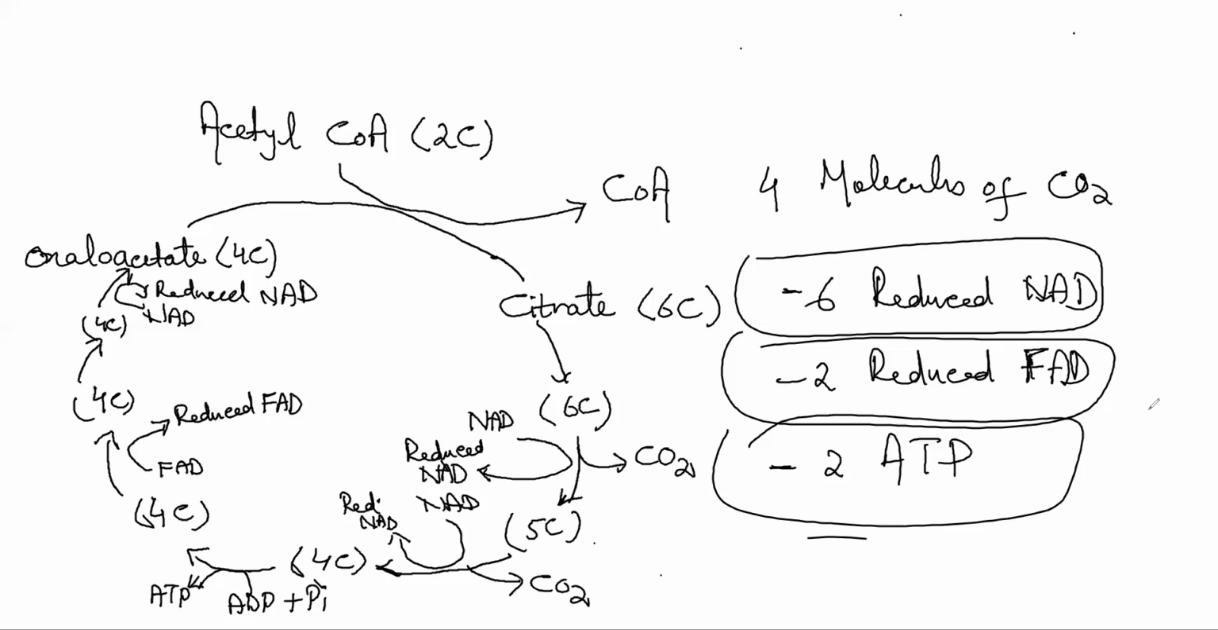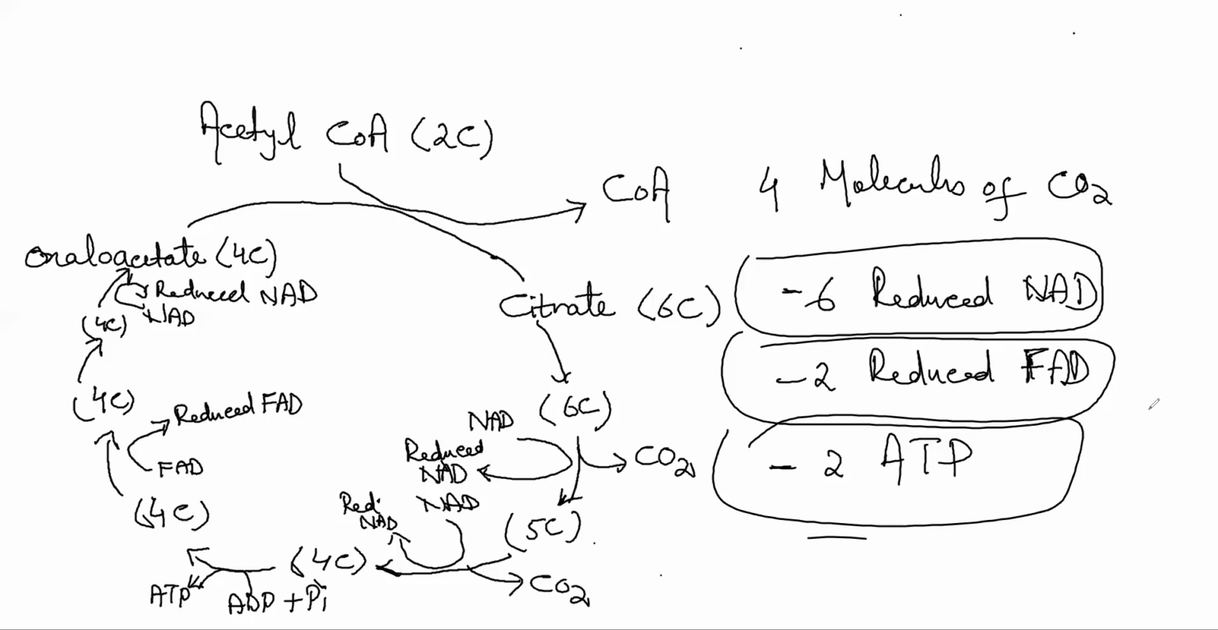So we have seen that from glycolysis, how many molecules of reduced NAD were there? Two molecules of reduced NAD. If we look at the link reaction, how many molecules of reduced NAD? Once again, two molecules of reduced NAD, and over here it's six reduced NAD, right?